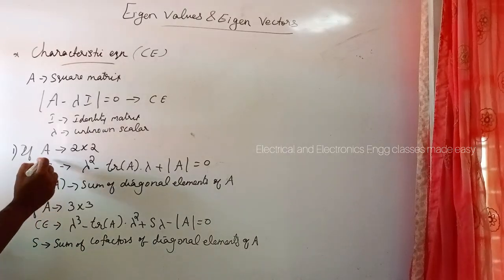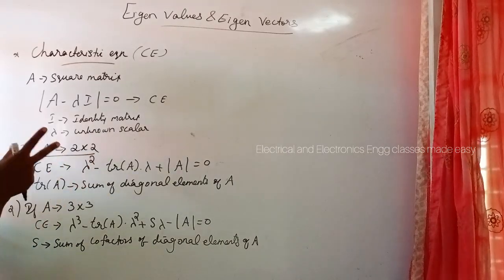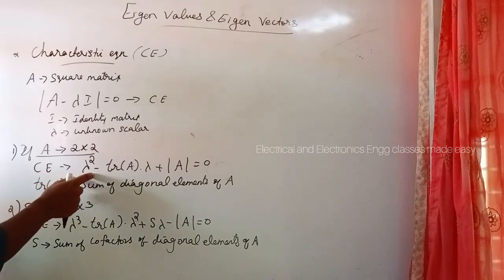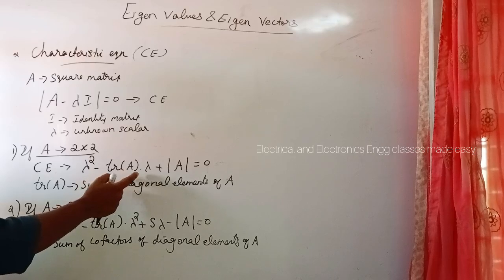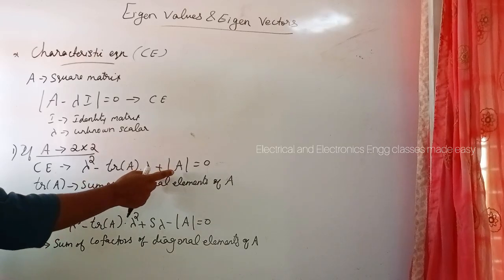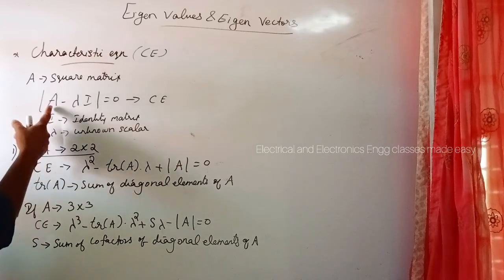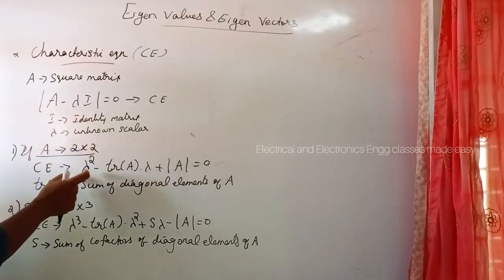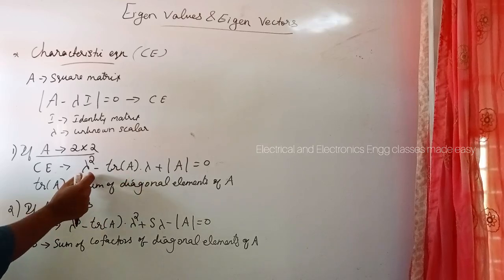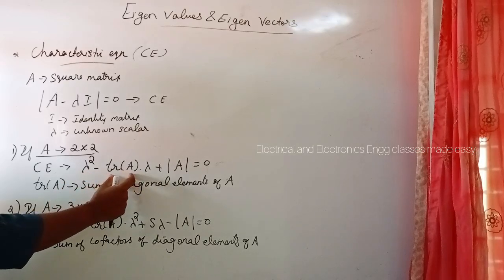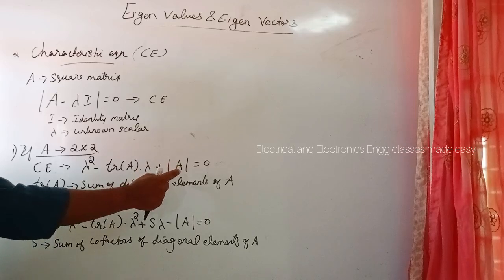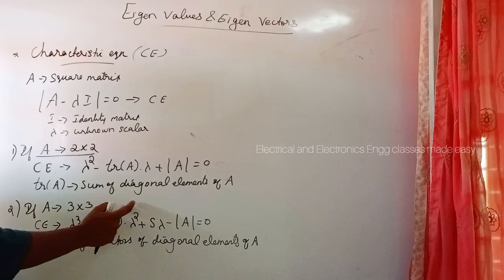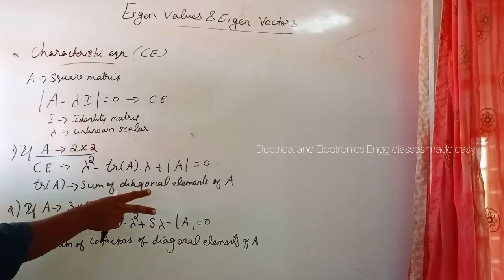Note that if A is a 2 by 2 matrix, then the characteristic equation is lambda square minus trace of A into lambda plus determinant of A is equal to 0. That is, after finding the determinant of A minus lambda I, we will get it like this: lambda square minus trace of A into lambda plus determinant of A is equal to 0. Then what is trace of A? Trace of A is the sum of the diagonal elements of A.